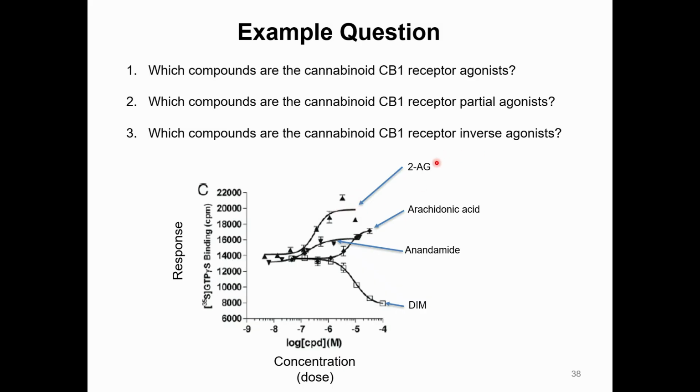2-AG? Yep. How about arachidonic acid, which actually activates CB1 cannabinoid receptors? If this is a full agonist, what would you call arachidonic acid? Partial? Same with anandamide. How about this experimental drug DIM? That would be an inverse agonist, right? So yeah, you look at this, we got a full agonist, 2 partial agonists, and 1 inverse agonist. And you should be able to distinguish those.